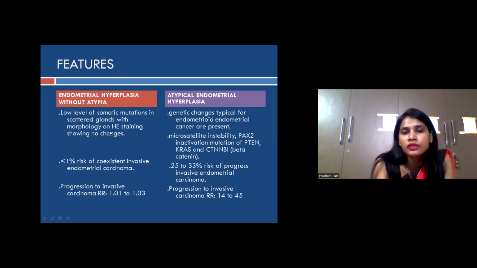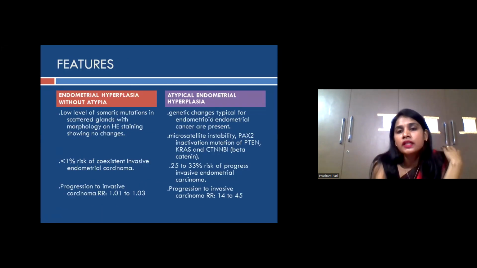So the mutation level is low here, whereas in atypical hyperplasia, the genetic changes are more, and the factors involved are mutations of the PTEN and KRAS genes. And here the risk of coexisting invasive endometrial carcinoma is less than 1%, whereas here it is more. The coexisting endometrial carcinoma is around 10%, but the disease progression is around 25 to 30% in atypical endometrial hyperplasia.